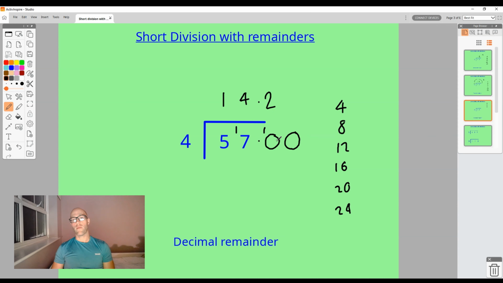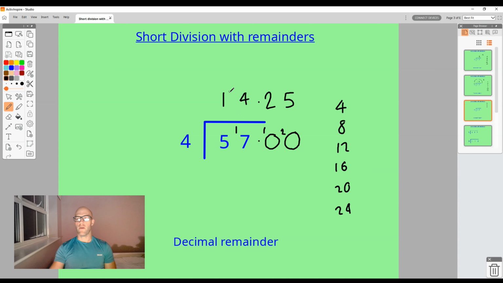You'll notice 57.00 is the same as 57. So I'm not altering what we're dividing, but the 2 that I've got left over, I'm putting there. And then how many times does 4 go into 20? Exactly 1, 2, 3, 4, 5 times. So your answer there, 14.25.